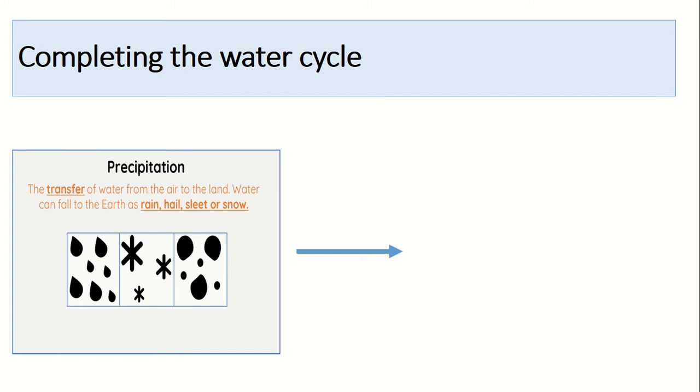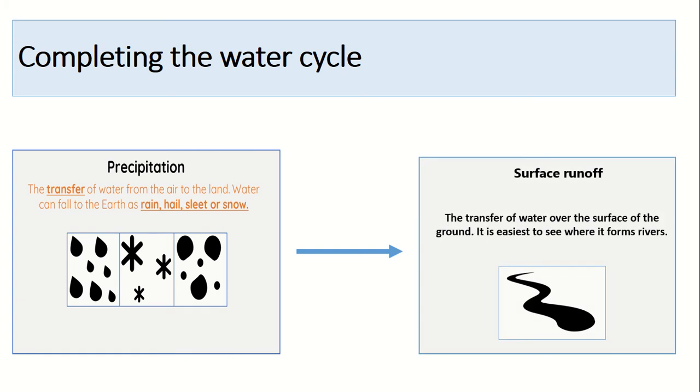However, in today's lesson, we're now going to start focusing a bit more on the sciencey aspects of the river. Essentially, in order for the water cycle to complete, once we've had our precipitation, and remember, that's the water in rain, hail, sleet or snow falling to the earth, it has to go back into the cycle. And it does that via a process called surface runoff. Surface runoff is the transfer of water over the surface of the ground. And the easiest way we can see that happening is on a river.